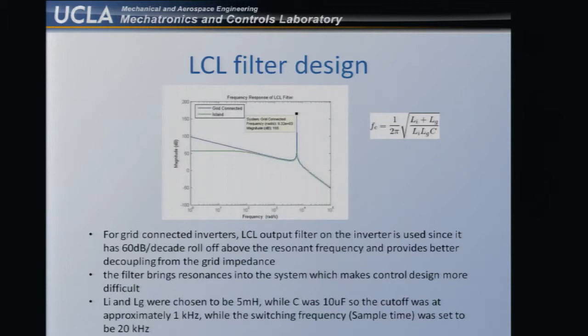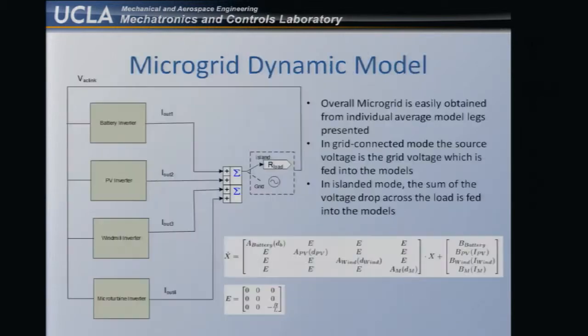And of course, because of these LCL filters, it generates a resonance. And this resonance, from a control point of view, is kind of hard to deal with. And so, I'll show you how we deal with that.